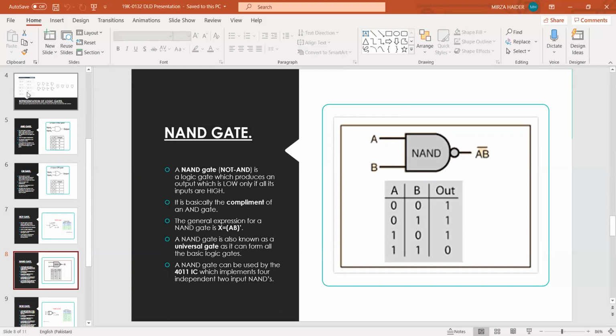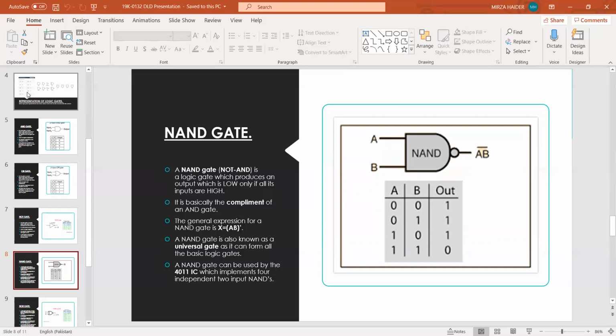A NAND gate is also known as a universal gate as it can form all the basic logic gates. Now, this topic I could not touch upon because the universal gates topic is given to another student from my class. A NAND gate can be implemented by the 4011 IC, which implements four independent two-input NANDs. So if we look at the image, we can see the basic representation of a NAND gate and the truth table of a NAND gate.